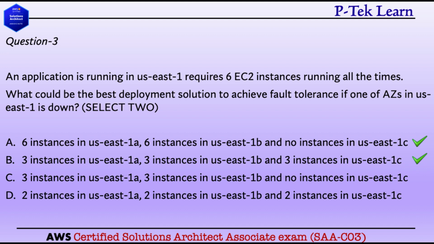D, option D. 2 instances in US East 1A, 2 instances in US East 1B, and 2 instances in US East 1C. If one of these 3 availability zones is down, then we will be left with 4 instances running on 2 other availability zones. So option D is not correct.